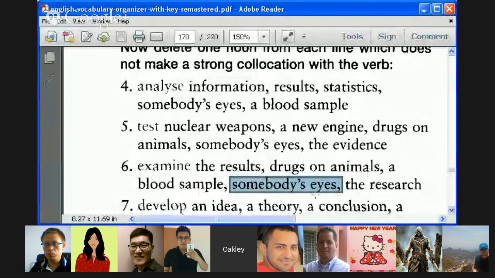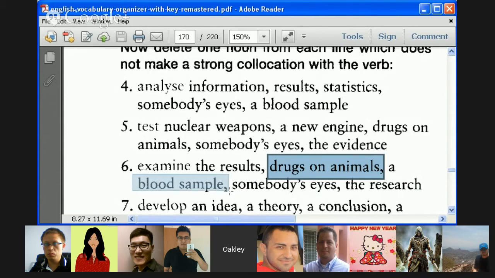We often talk about doctors examining different parts of your body. I think that's fine. So you're down to a blood sample and drugs on animals. Which one doesn't work? I think you can examine a blood sample. It doesn't really make sense to examine drugs on animals. That doesn't actually make sense at all. Examine the results is fine. Let's examine the results and see what conclusions we can draw. That would be a very common statement.